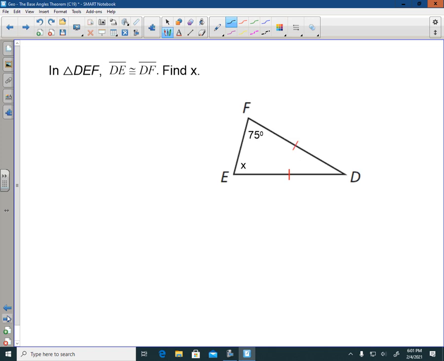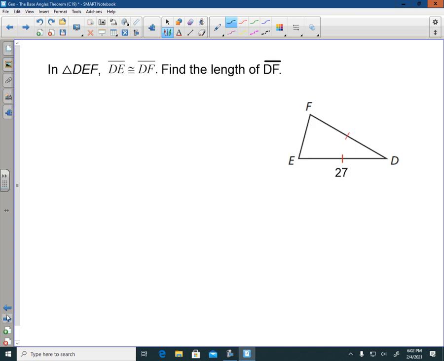So let's turn this heat up just a little bit. Again, we have DEF. We know that DE is congruent to DF. In other words, this is an isosceles triangle. Now we want to find X. Well, in all isosceles triangles, the base angles are congruent, which means that this angle here is congruent to that angle there. Well, what does congruent mean? It means the same measure. And so if F is 75 degrees, X is also 75 degrees. And we're done. This is how a theorem can tell us how to solve a problem.